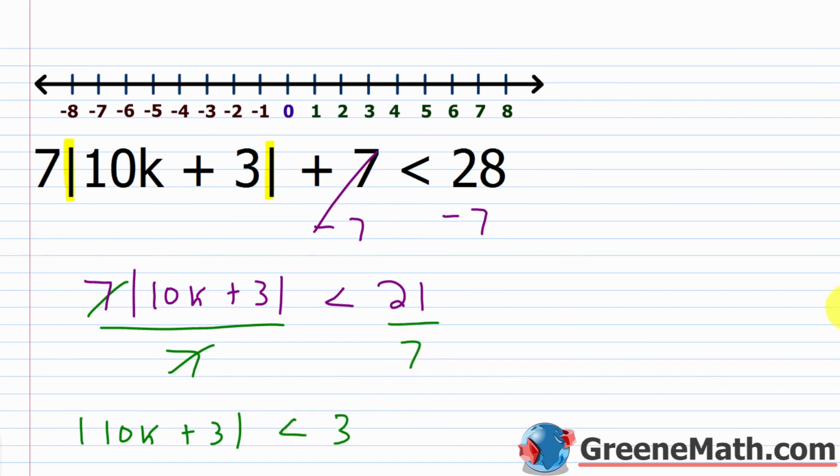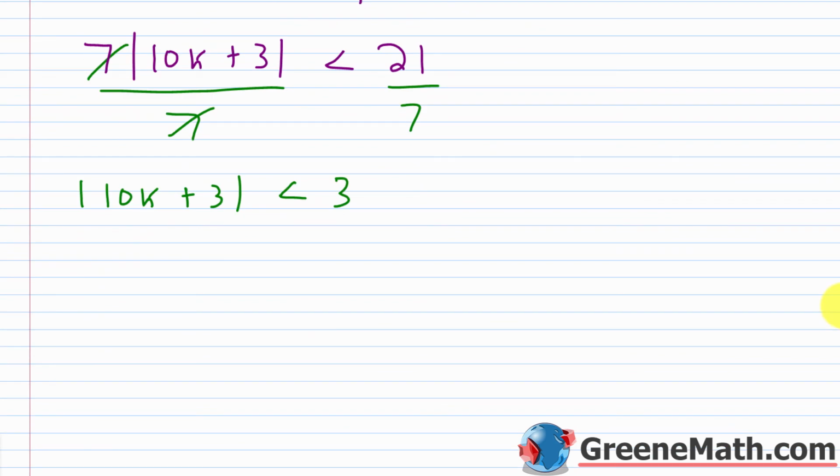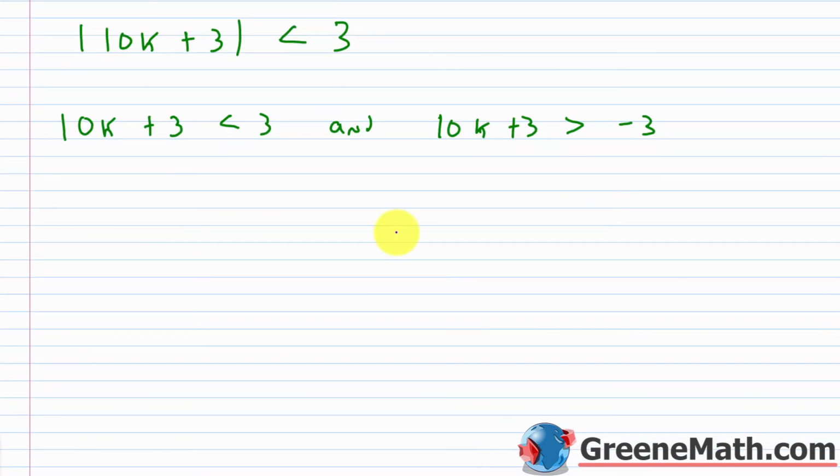So now I can go ahead and apply my little formula. Remove the absolute value bars. So I'll have 10k plus 3, and then it's just less than 3. And the other scenario would be that 10k plus 3, remove the absolute value bars, flip the direction of the inequality symbol so it's greater than, and then make 3 negative, so negative 3. And again, to make this easy on yourself, write it as a three-part inequality. So go ahead and write this as 10k plus 3 is greater than negative 3 and less than 3.